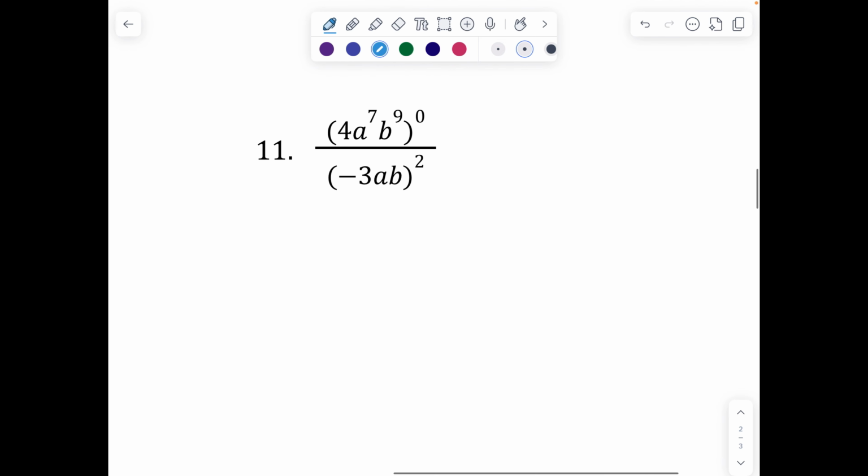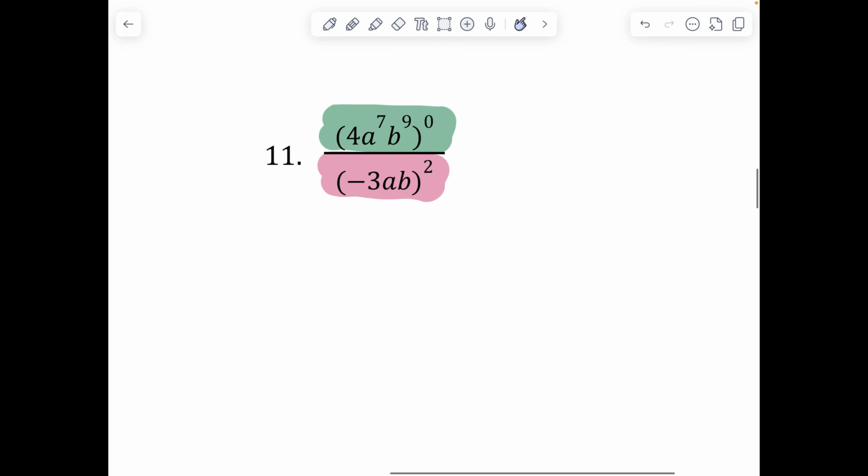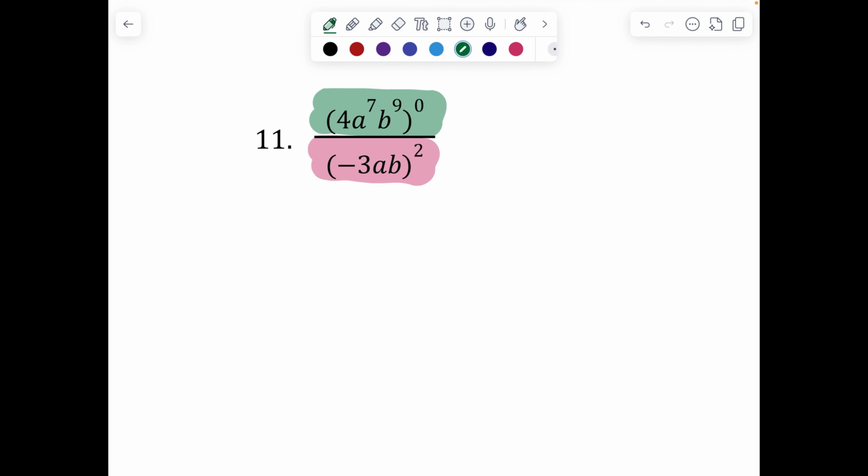Number 11. So again, because we have powers raised, then division, we have to follow those order of operations. So here is our first step. Here is our second step. So automatically, I see that this whole entire piece is being raised to 0. So this whole entire numerator is being raised to 0. So this entire thing is gone, and we are just left with the number 1. So our numerator is just 1.